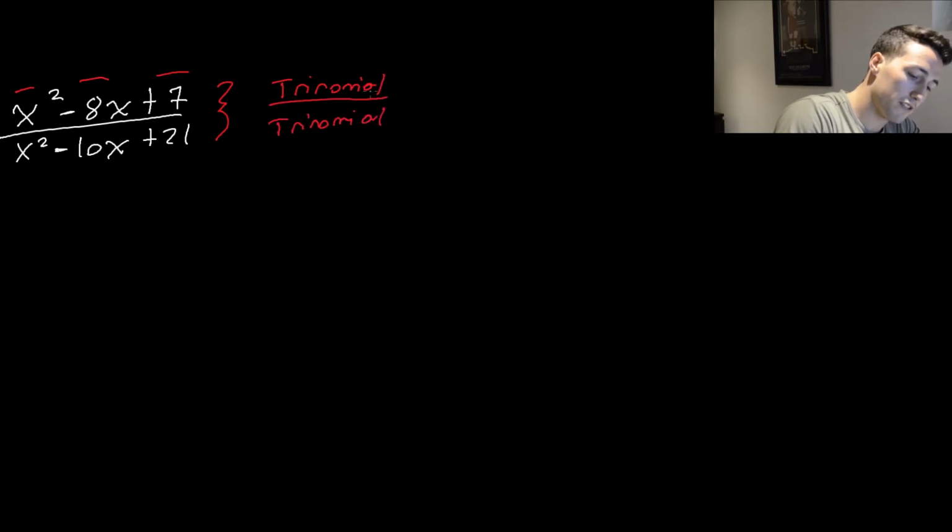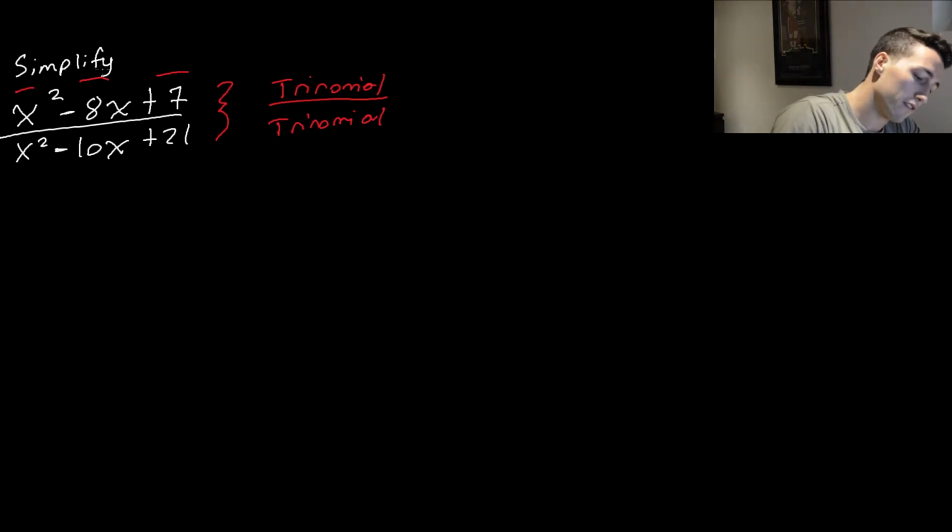Okay, so for question number 1, we're going to have x squared minus 8x plus 7 divided by x squared minus 10x plus 21. So this is all a rational expression is. We have a polynomial on top, or I guess in this case, since it's 3 terms, 1, 2, and 3, a trinomial on top, and a trinomial on the bottom. So the question will probably say, simplify.